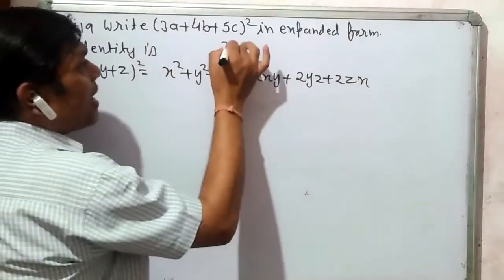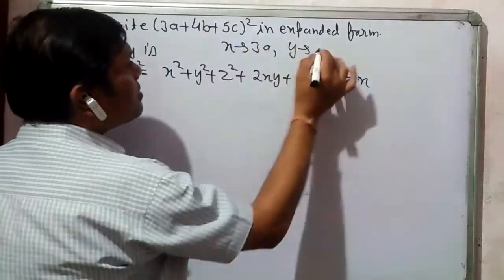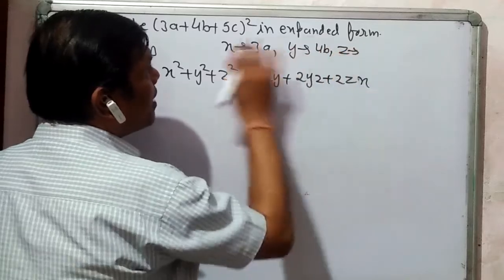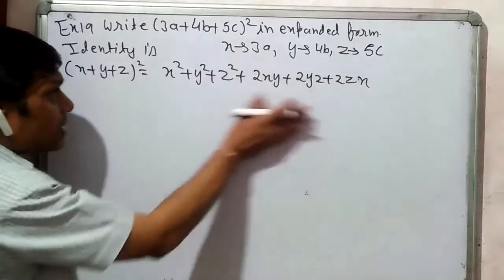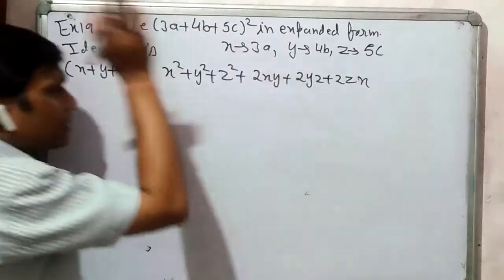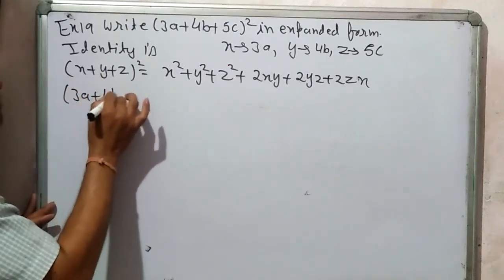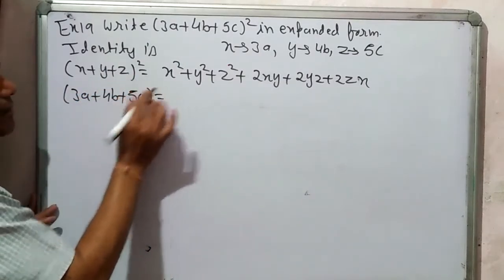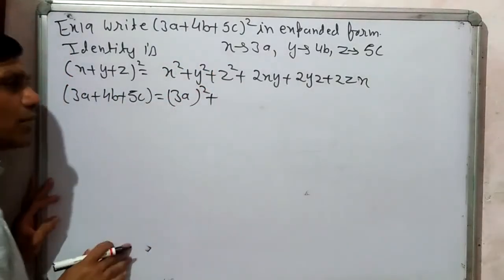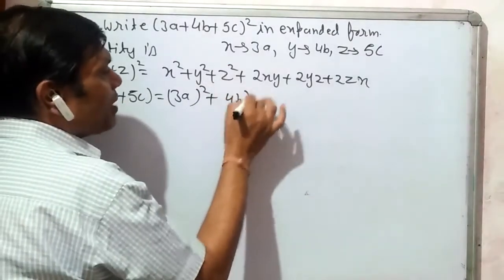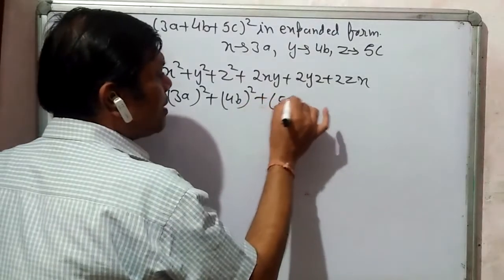Now identify what is x over here. X is 3a. What is y? Y is 4b. What is z? Z is 5c. Replace x, y and z with 3a, 4b and 5c on both the sides. In place of x, 3a. In place of y, 4b. In place of z, 5c. In place of x, 3a, because square of x is there, 3a whole square. In place of y, 4b. Y square, that means 4b square. Z square means similarly 5c square.